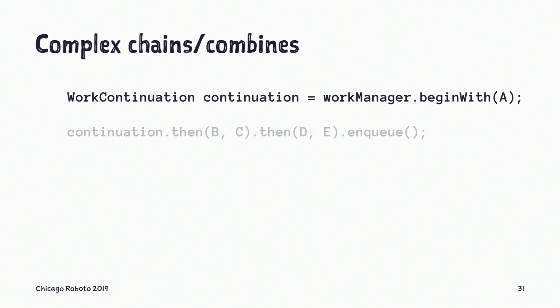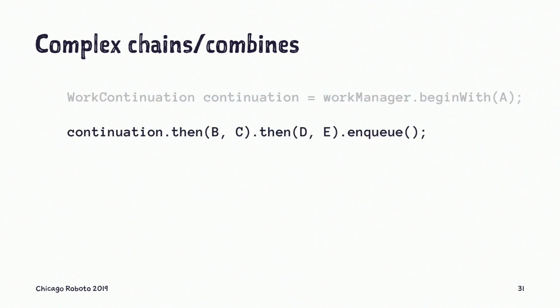Simple again, begin with and then give the continuation. Then you would say then B comma C, and you would then say after B and C have completed successfully, only then go ahead and do D comma E.